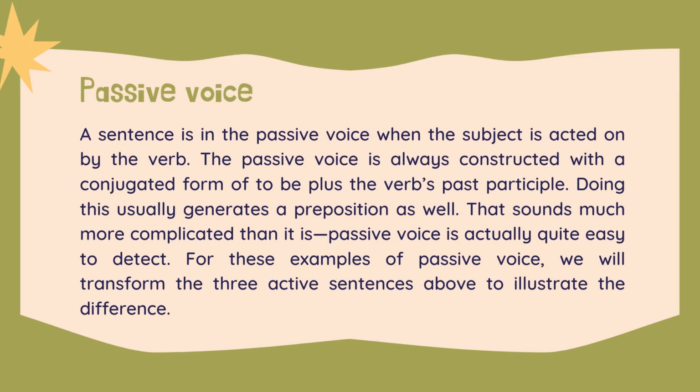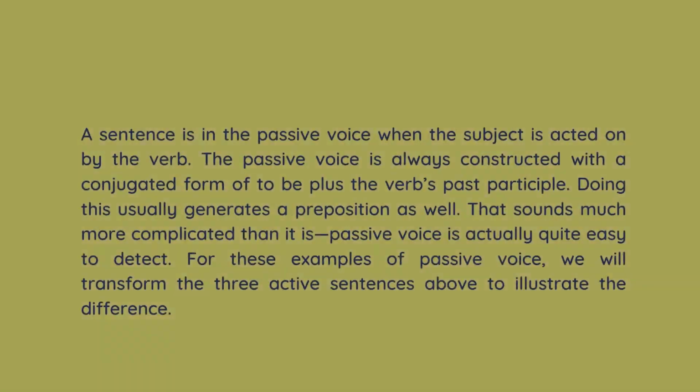Passive voice. A sentence is in the passive voice when the subject is acted on by the verb. The passive voice is always constructed with a conjugated form of to be plus the verb's past participle. Doing this usually generates a preposition as well. That sounds much more complicated than it is. Passive voice is actually quite easy to detect. For these examples of passive voice, we will transform the 3 active sentences above to illustrate the difference.